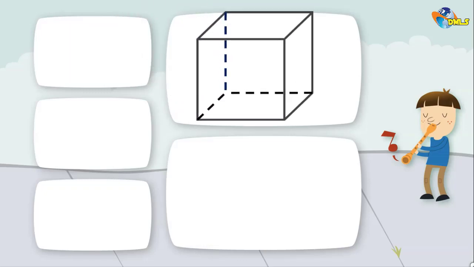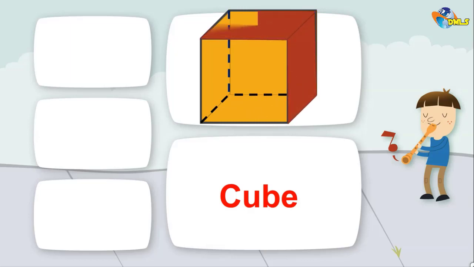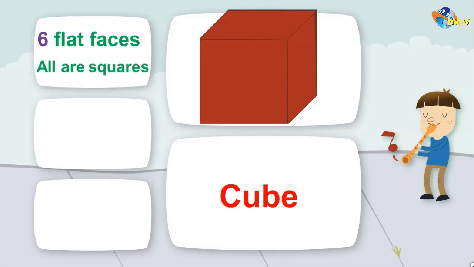This solid is called a cube. I want you to count the number of faces. 1, 2, 3, 4, 5, 6. Here we have 6 flat faces. All of them are squares.